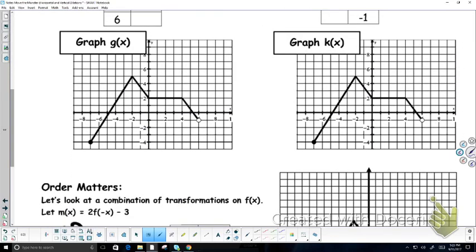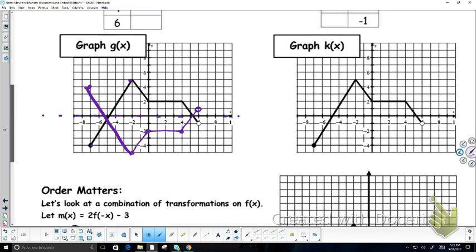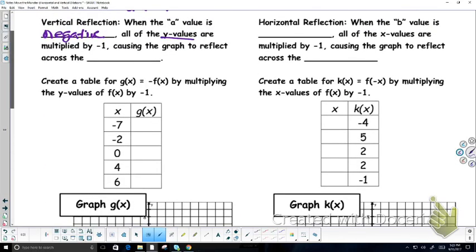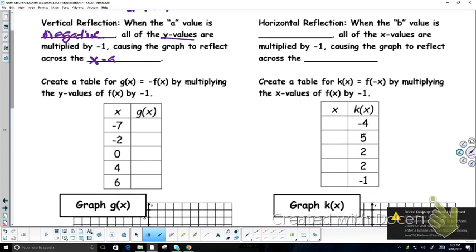Well, let's go see what happens when we do that. If I take this 5 and multiply it by -1, it's going to become -5. If I take this -4 and multiply it by -1, it's going to become +4. 2 will become -2, 2 will become -2, and this -1 will become +1. So notice, what did my graph do? All it did, if I folded right along the x-axis, you would see that it reflected. It mirrored straight over the x-axis. So it's going to reflect across the x-axis.